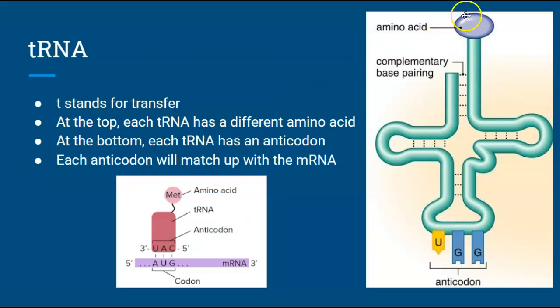At the top, each one has its own different amino acid. At the bottom, it has an anticodon that's going to match up with the codon, right? So if the codon reads AUG, the anticodon is going to be the complement of that, UAC. Okay, cool. So this tRNA would bring MET. Okay, how do I know I can use my chart?